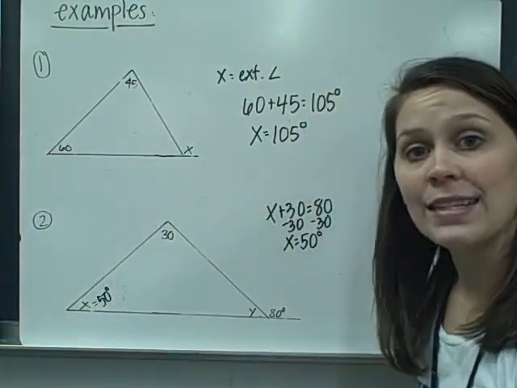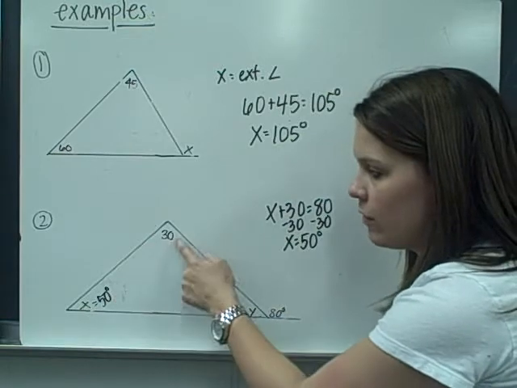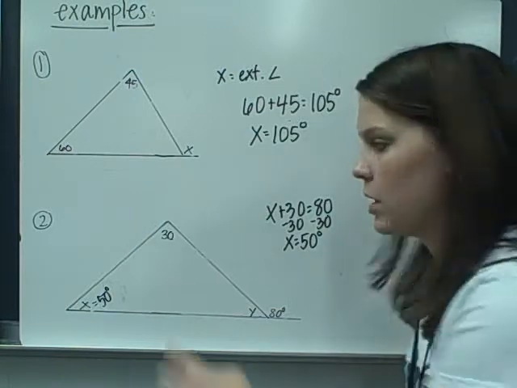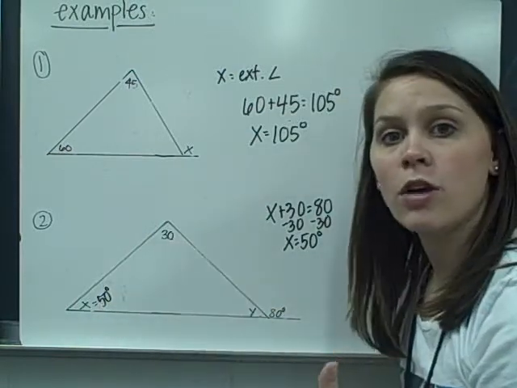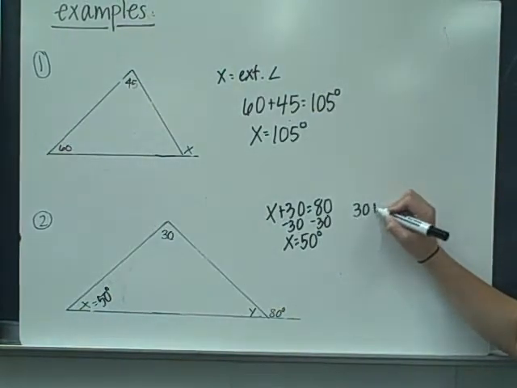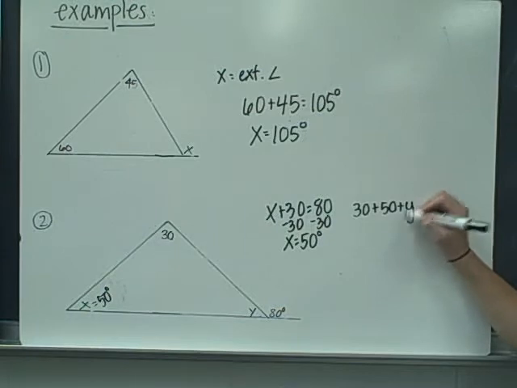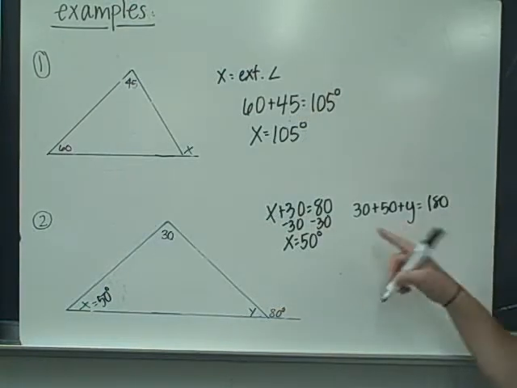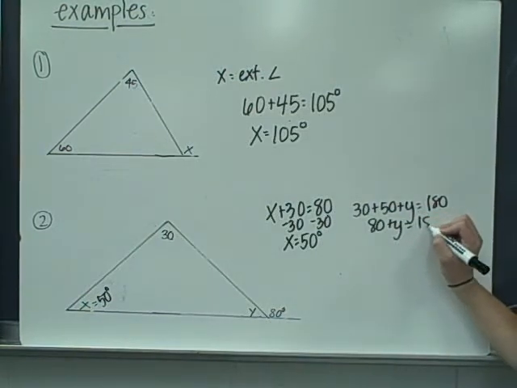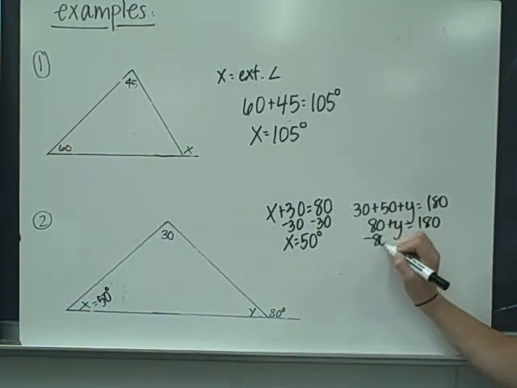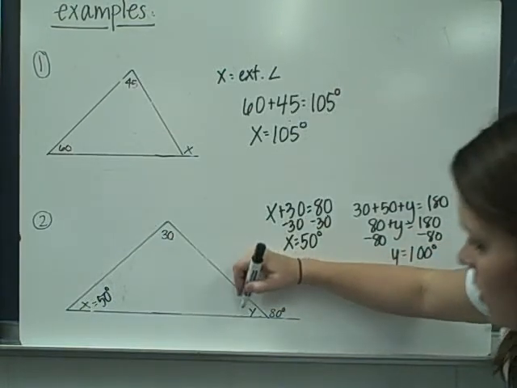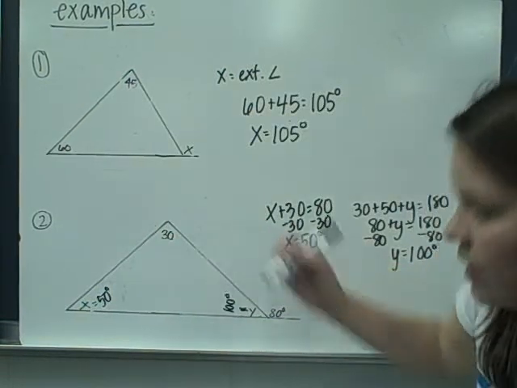Well, they want us to find x and y. Well, now that I know two of these angles, I can find the third using the triangle sum theorem, because three angles of a triangle should add to 180 degrees. So you now have 30 plus 50 plus y should equal 180. Well, 30 plus 50 is 80, plus y is 180. Subtract 80 on both sides, so y is equal to 100 degrees. So now we also know that y is 100 degrees.